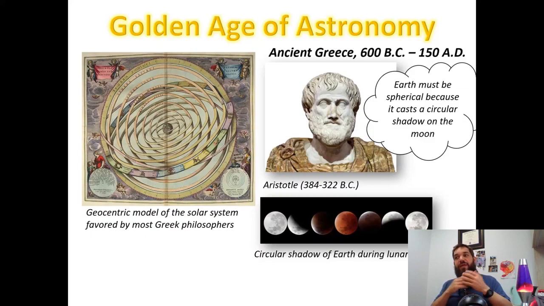So if you keep track of everything, you see that there's these different shells that they thought were moving all separately from one another around the Earth. Okay, so that's the model. And I want you to just keep that in mind as we go through the classical astronomers, because that's their worldview at the time.